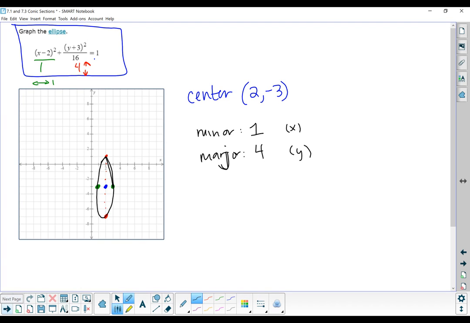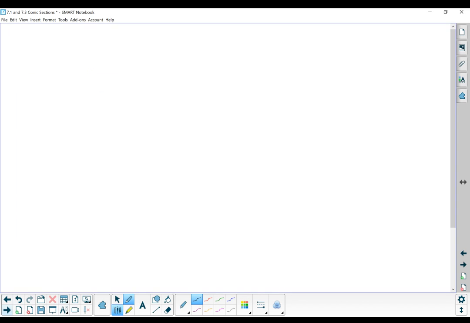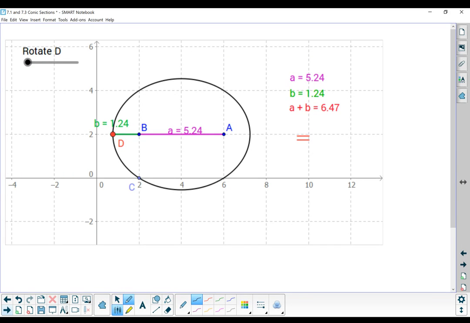Okay, so let's talk a little bit more about the definition of an ellipse. The superficial definition of a circle is that it's the collection, or the set, of all points on a plane such that the distance from the center is always constant, and that distance is called the radius. Well, an ellipse is the set of all points in a plane such that the sum of the distances from 2 fixed points is constant.